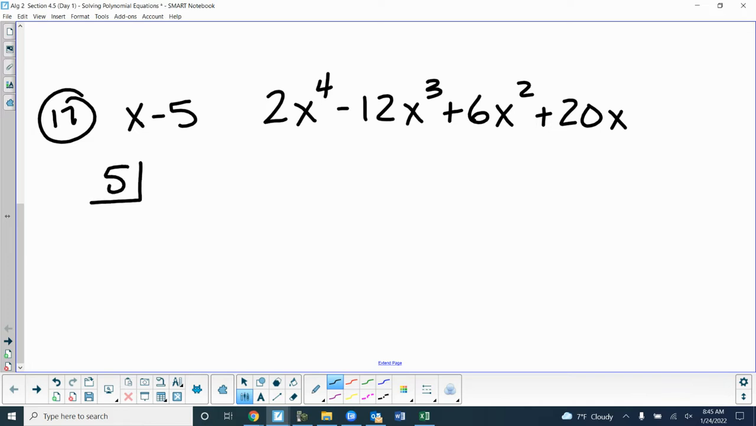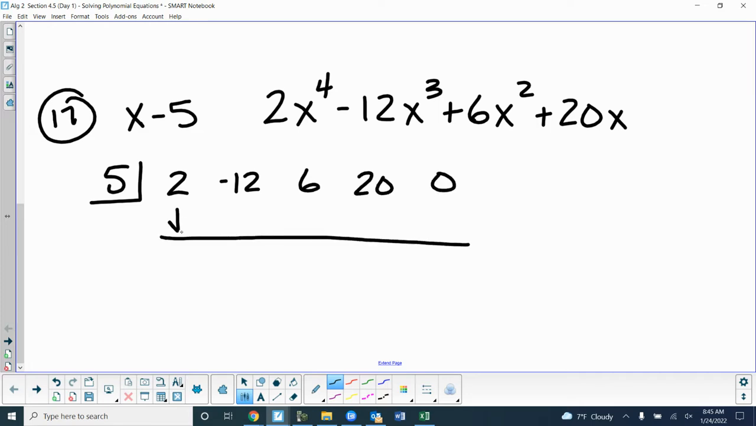Okay, so I got to put a 2 in for the x to the 4th, negative 12 for the cube, 6 for the x squared, 20 for the x, and then 0 for the constant. Okay, got to add the 0 on the end because that spot wasn't taken. All right, so don't forget that step.